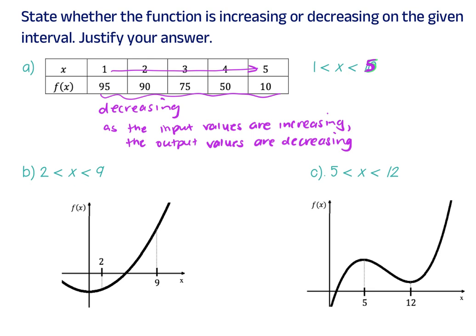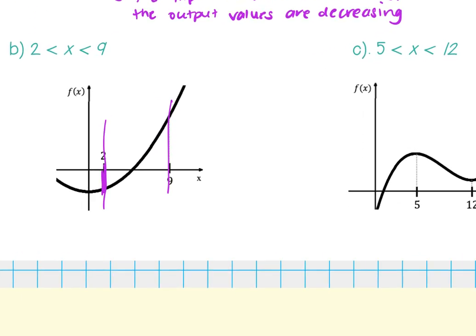B is from 2 to 9. I know it looks like a Q, but that's a 9. So from 2 to 9, what's happening to this graph? It's increasing. So this time as my input values are increasing, the output values are decreasing. I'm sorry, are increasing.